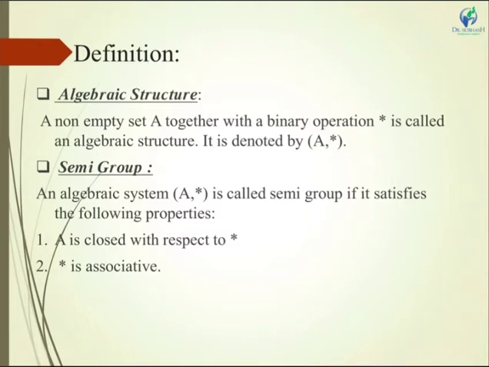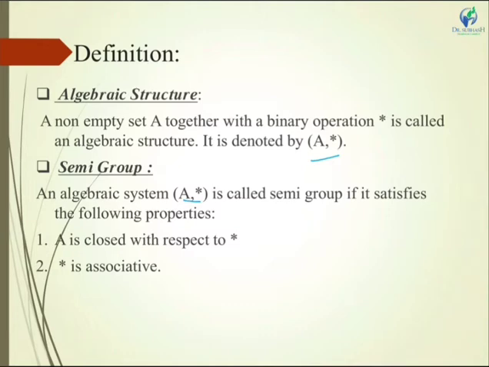Now let us see the definition of algebraic structure. A non-empty set A together with a binary operation star is called an algebraic structure and it is denoted by (A, star). Next definition: what is a semigroup? An algebraic system (A, star) is called a semigroup if it satisfies the following properties.